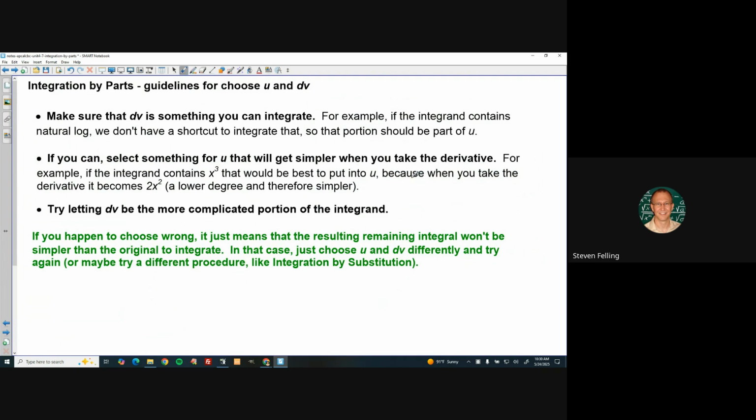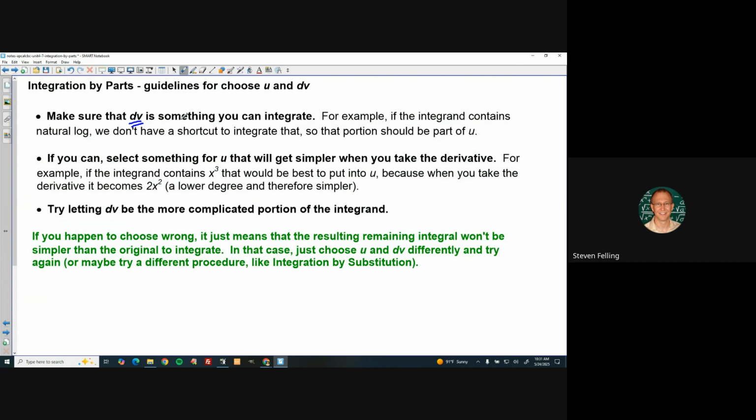So, some ideas for how to choose the u and the dv. The idea is we're going to take the derivative of the u part and the antiderivative of the dv. So you should try to arrange things, if you can, so that those operations produce simpler things. Try to make sure that when you take the derivative of the thing that you call u, it gets simpler. And then the other constraint is that whatever you put into dv, we have to have an antiderivative shortcut for, which means that logarithms can't go into the dv part, because we don't have a memorized shortcut to do an integral of a log. But we do have a shortcut for the derivative of a log.